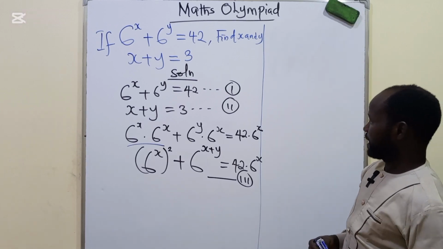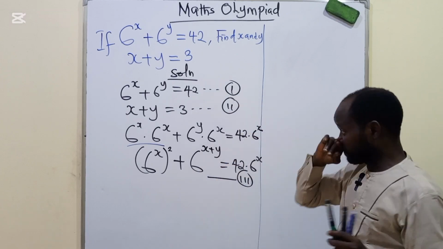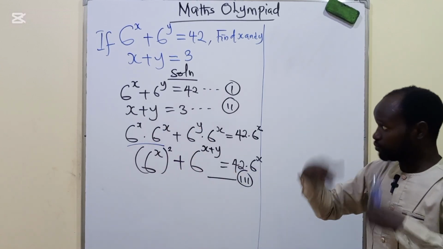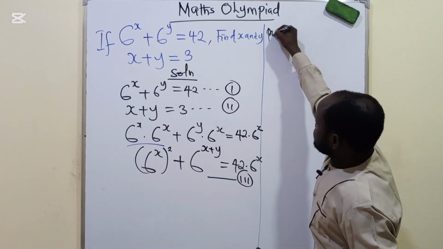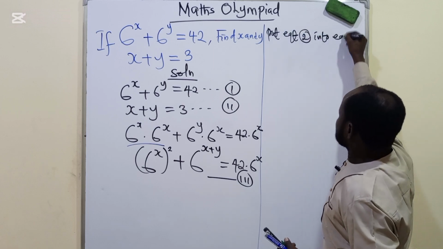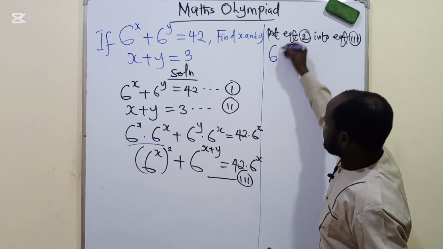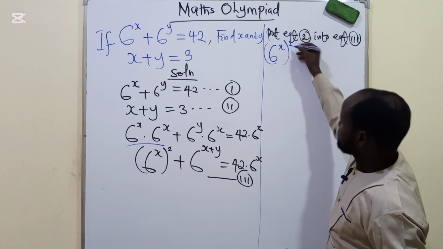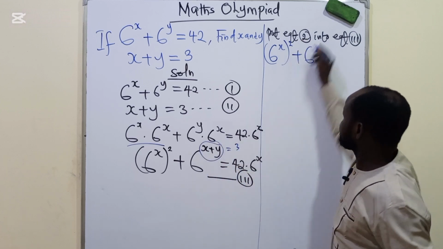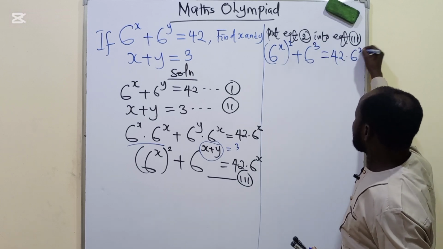Okay, let's move here. It means we can substitute equation 2 into 3. It means anywhere we see x plus y in equation 3, we replace it with what? 3, because x plus y is equal to 3. So we put equation 2 into equation 3, so that we'll have 6 power x all in power 2 plus 6 power 3, in place of x plus y, which is now equal to 42 times 6 power x.